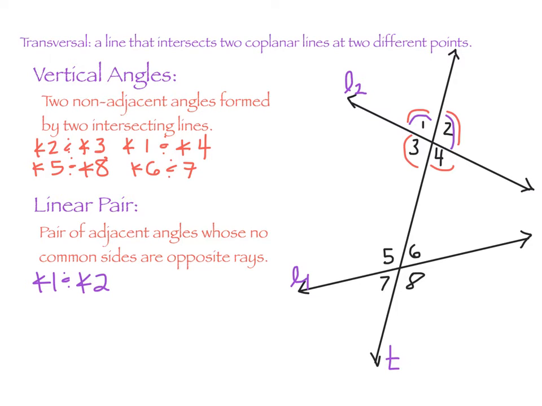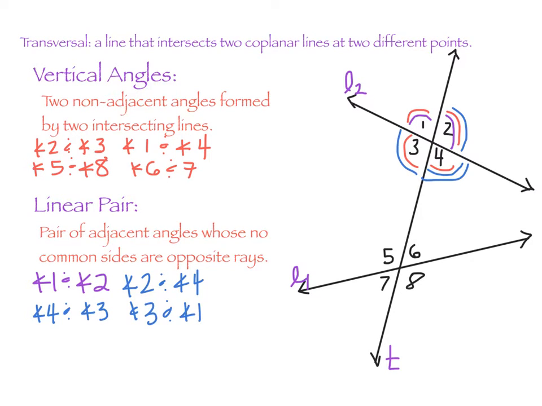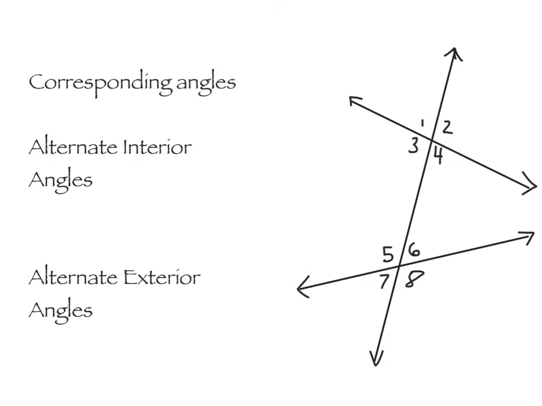But then wouldn't we also have a pair of linear pairs at angle 2 and 4? Well, following that, I'd have one at angle 4 and angle 3. And lastly, at angle 3 and angle 1. Then I have 4 more sets down here. So I have angle 5 and 6, I have angle 6 and 8, I have angle 8 and 7, and I have angle 7 and 5, all linear pairs.